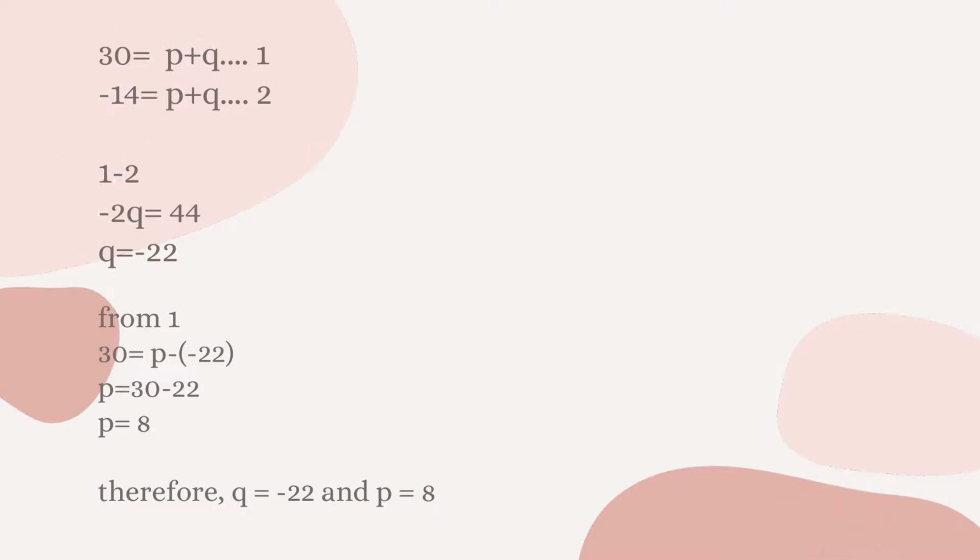Now we need to get the value of p. In order to get the value of p, we just need to substitute the value of q, and that is negative 22, into the first equation or the second equation. As you can see in the step right now, we substitute negative 22 into the first equation, where at last we get the value, and that is 8. So the answer for this question is q equals negative 22, while p equals 8.